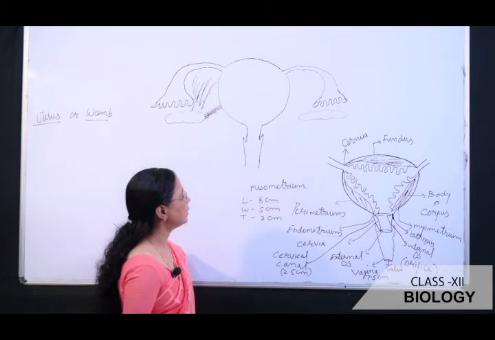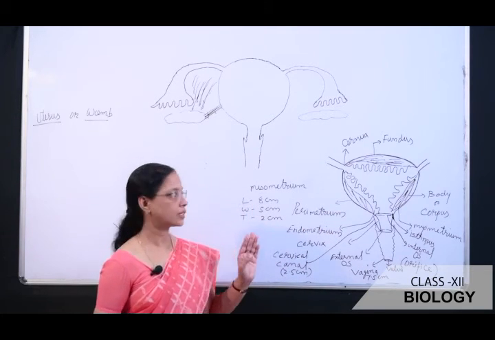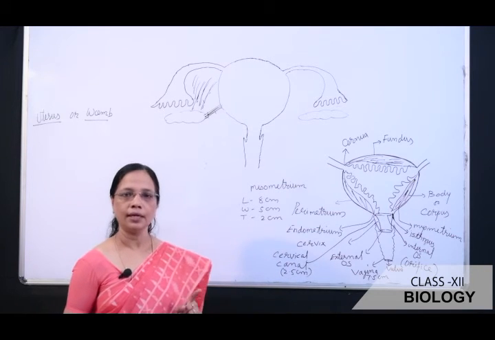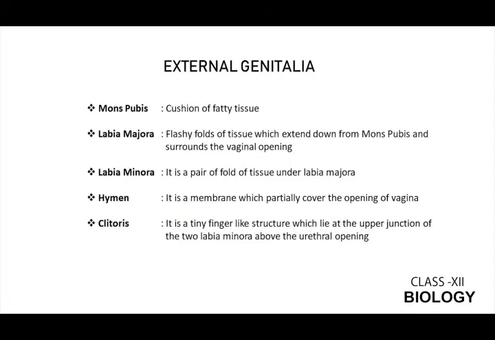So here we have completed the female reproductive structure, that is ovary, fallopian tube, uterus, cervix and vagina. Now we will study the external genitalia. External genitalia consists of mons pubis, which is a cushion of fatty tissues, and after that labia majora. This labia majora is a fleshy fold of tissue which extends down from mons pubis and surrounds the vaginal opening, that is the vulva. And inner to that is the labia minora. It is a pair of folds of tissue under the labia majora.